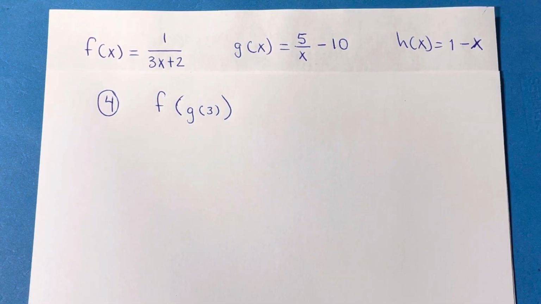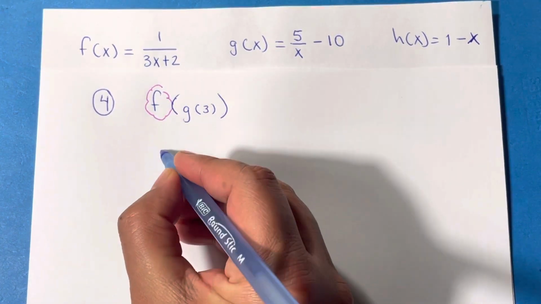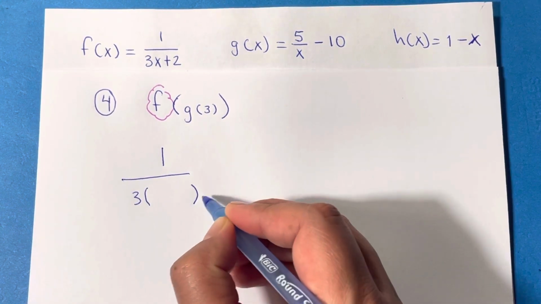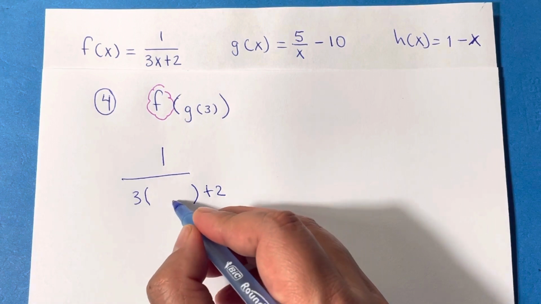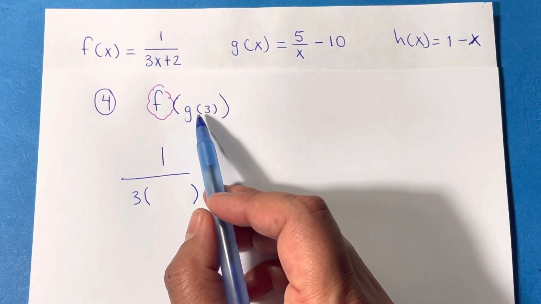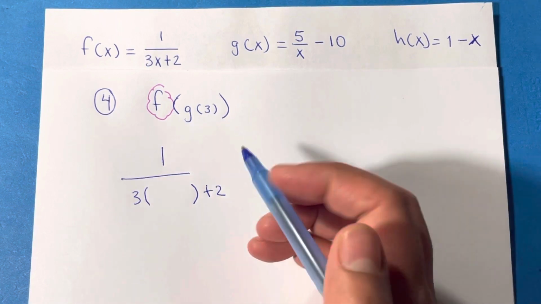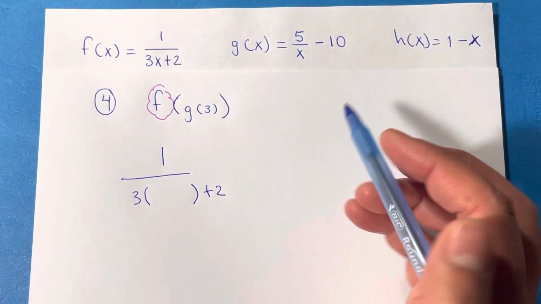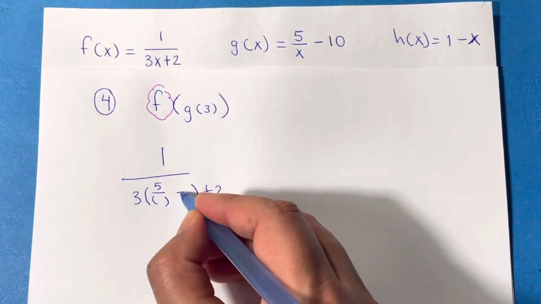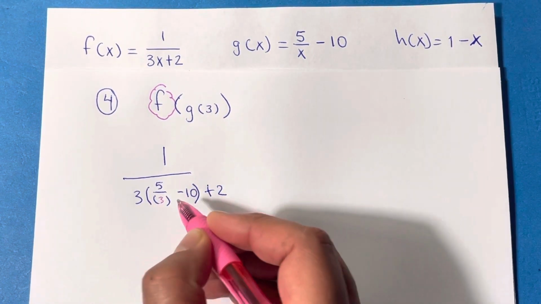For number 4, we have f of g of 3. Again, we will start with the function f, which is 1 over 3x, but instead of x, we put a parenthesis plus 2. Inside of this parenthesis, we will put the function g. But again, because it has a number, only when it has a number, we put a second parenthesis. So g of x is 5 over x minus 10. And in that little parenthesis, we put that value. So it's 3 right there.